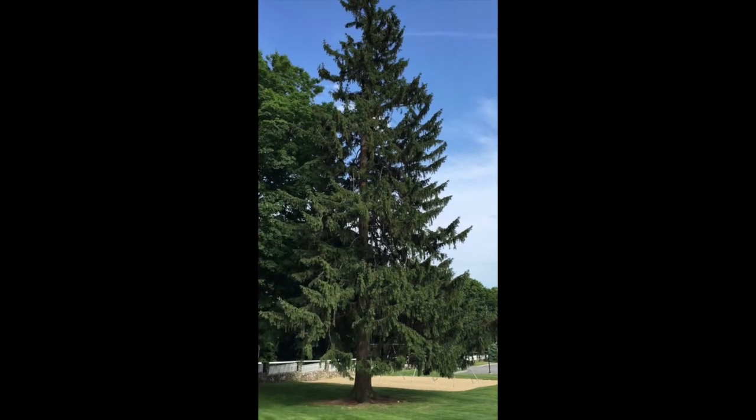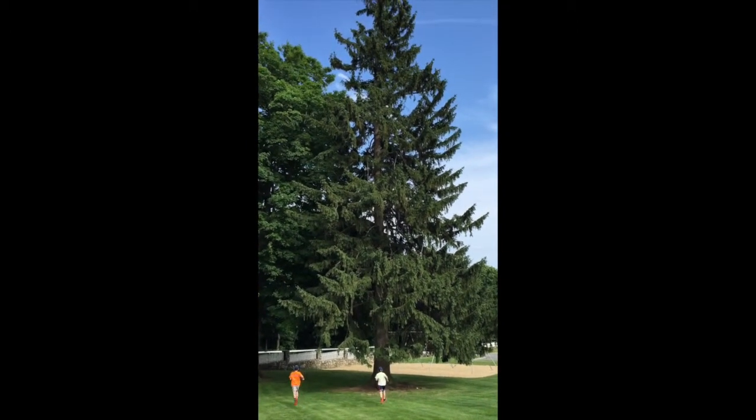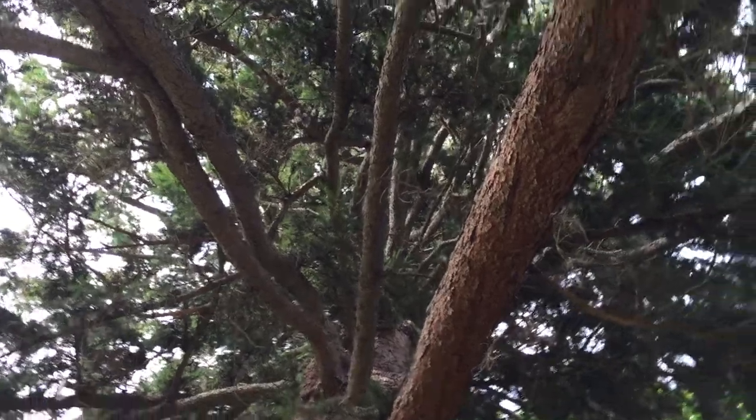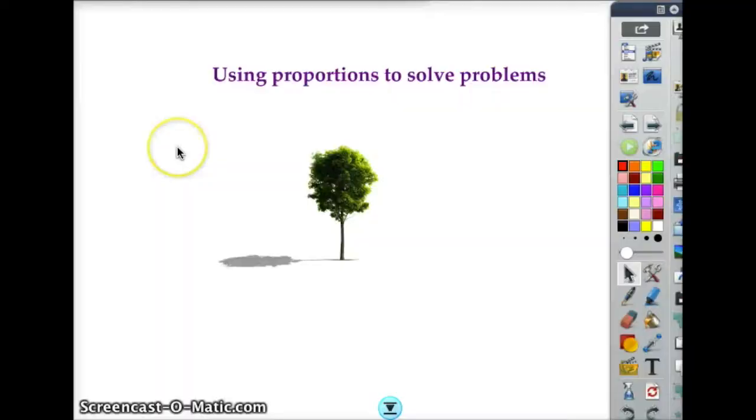Now there's this beautiful tree at our school, and I always wonder how tall it is. And being a math teacher, I can't let a question like that go. And I wonder if using proportions can help me figure out how tall it is. So how am I going to figure out how tall this tree is? And how am I going to use proportions to do it? Well, with proportions, we need to set up two ratios that have the same terms.